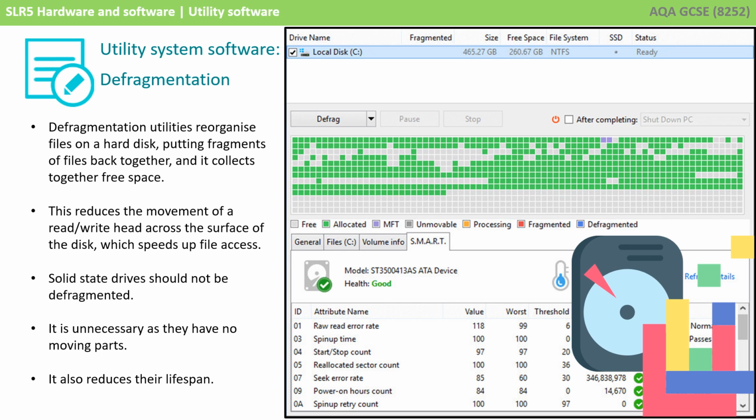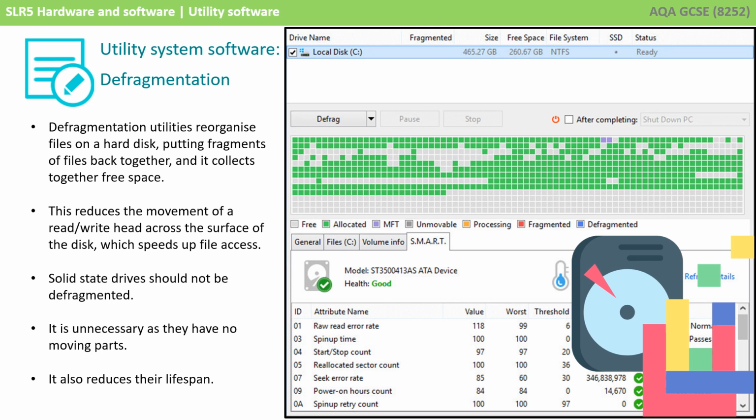Defragmentation utilities reorganize files on a hard disk. It puts the fragments of files back together and collects free space. This reduces the movement of the read-write head across the surface of disks, and this speeds up access to files. Solid-state drives should not be defragmented. It's unnecessary because they've got no moving parts and they can access files very quickly already. It actually reduces their lifespan due to the way those devices work.